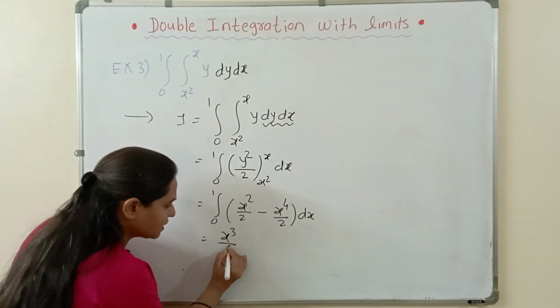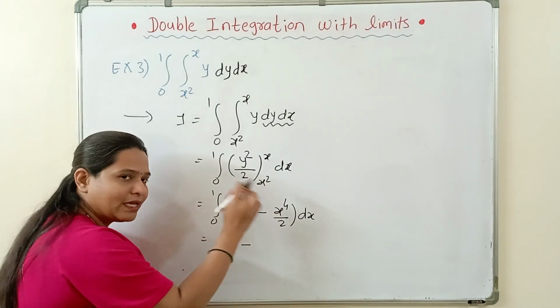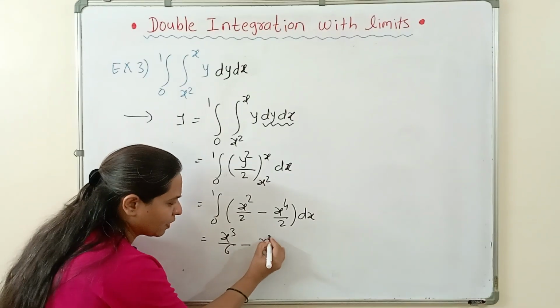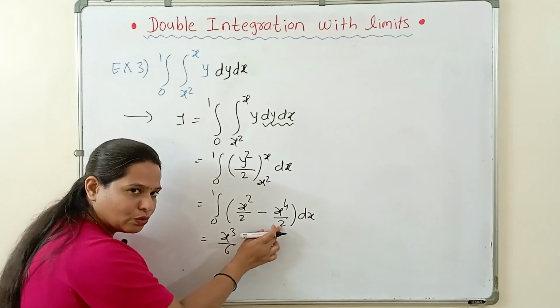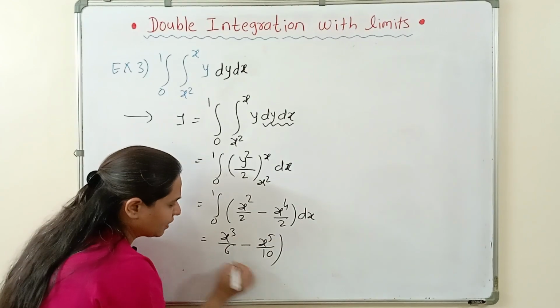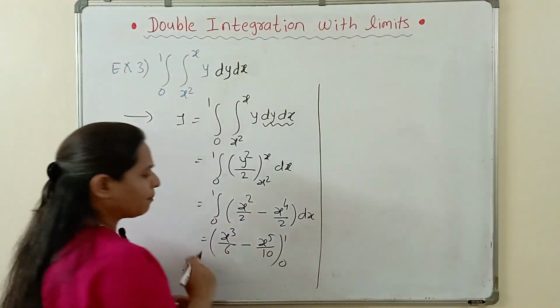x cube divided by 6, minus, here again the power is 4. Now the power will get increased by 1. So it will be what? x raised to 5, and 5 will get multiplied in the denominator. Already here we have a 2. So 5 into 2 will be 10. And the limit will be from where to where? 0 to 1. Now just replace x by the upper and lower limit.